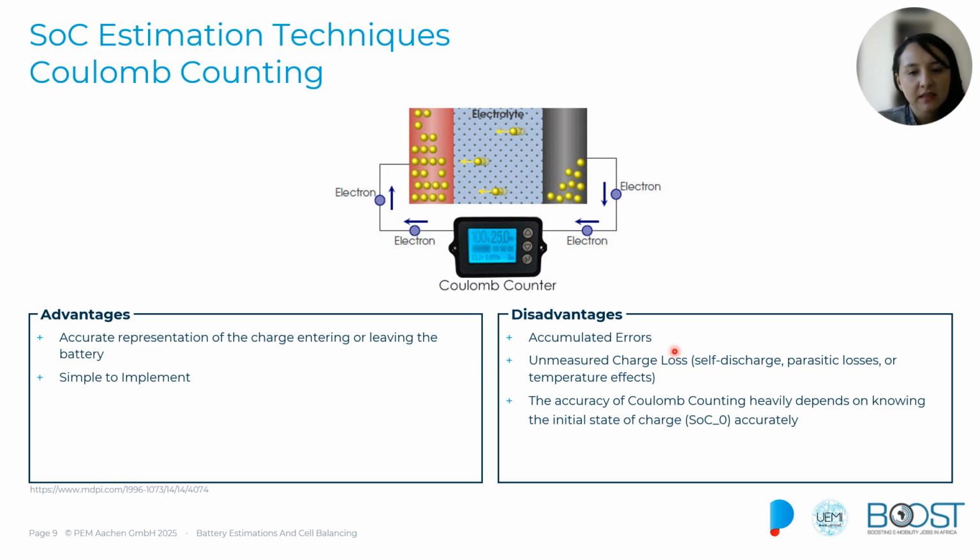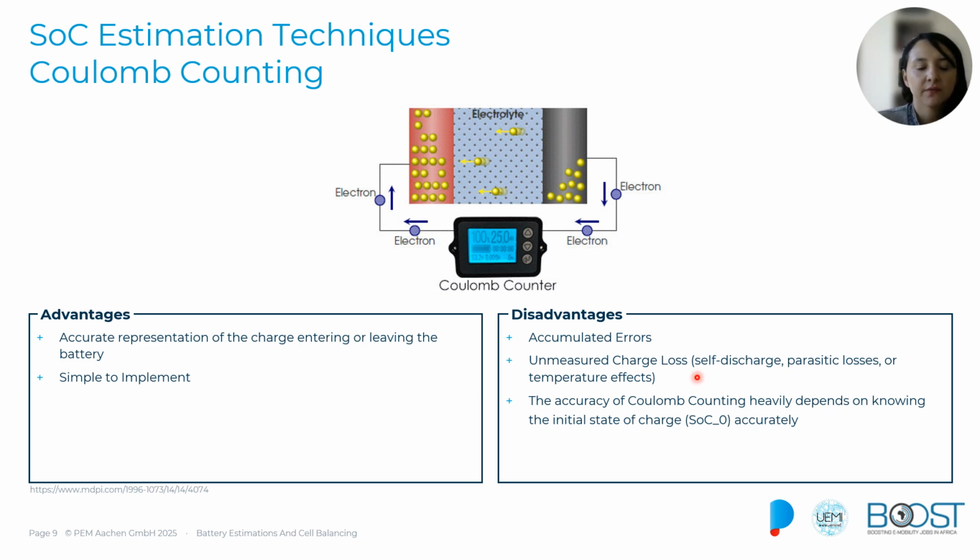The disadvantage is that usually we can easily integrate errors, so small inaccuracies in the current measurements will accumulate over time because we are integrating that, and if we don't do the calibrations, it will lead to significant error estimations in our systems. Also, it does not measure charge loss.